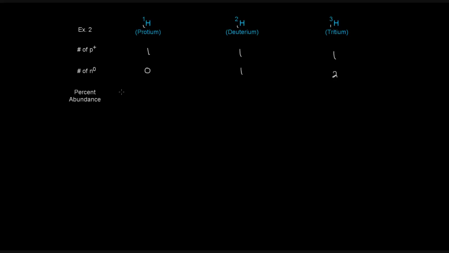Percent abundance here: 99.985% of this first one, protium, which is often mostly referred to as just hydrogen, by the way. Deuterium is about 0.015%, and then a really, really tiny amount of tritium exists.